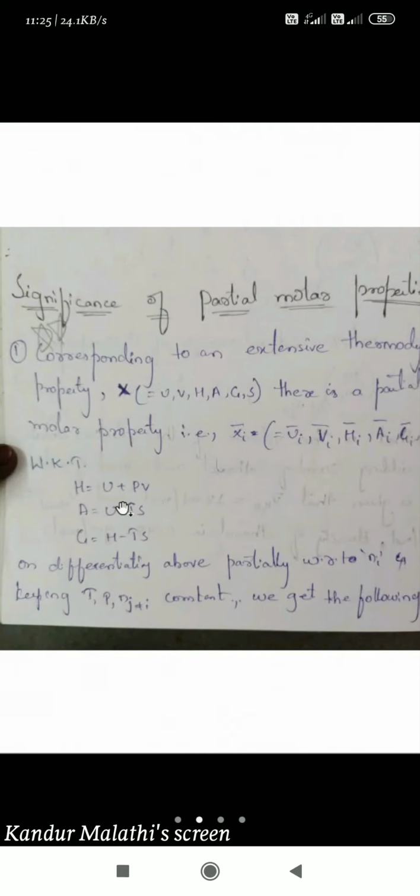So for any extensive thermodynamic property, there is a corresponding partial molar property, that is Xi bar, which can be Ui bar, Vi bar, Hi bar, Ai bar, Gi bar, Si bar. Generally these are the equations that are known to you: H equal to U plus PV, A equal to U minus TS, G equal to H minus TS. All those refer to the total thermodynamic quantities. They are not the partial molar quantities.